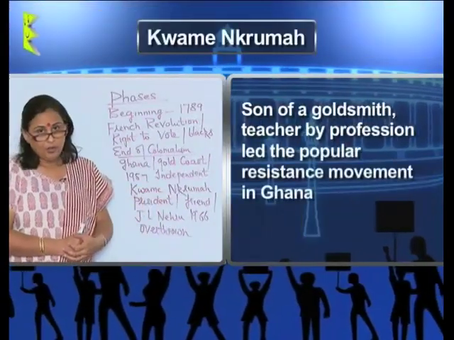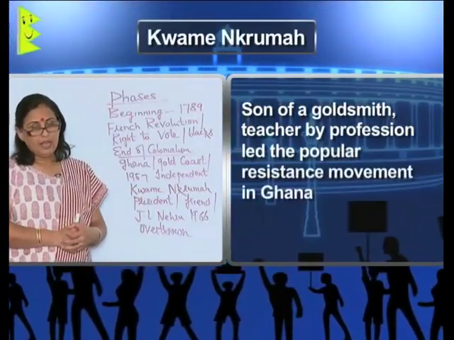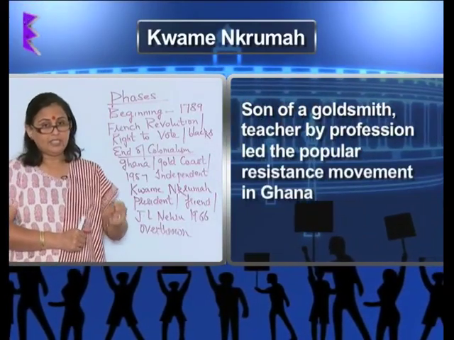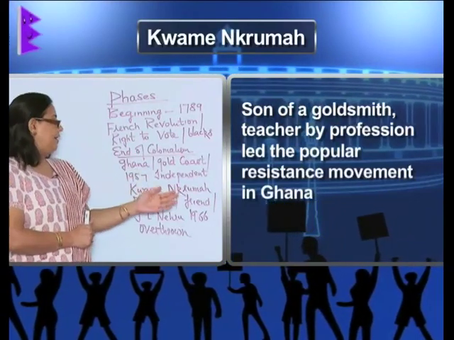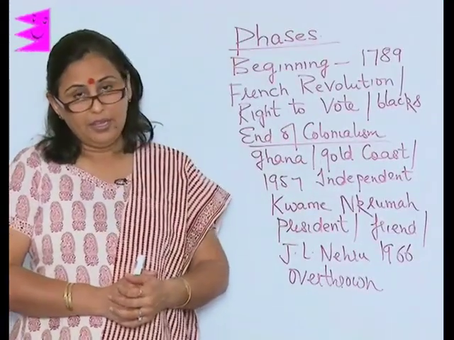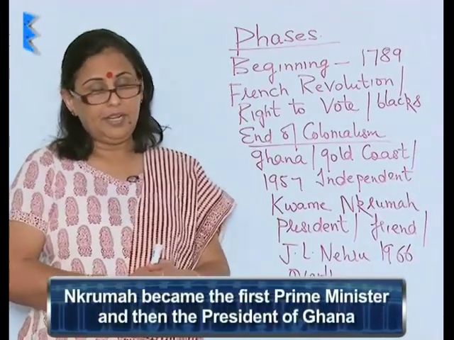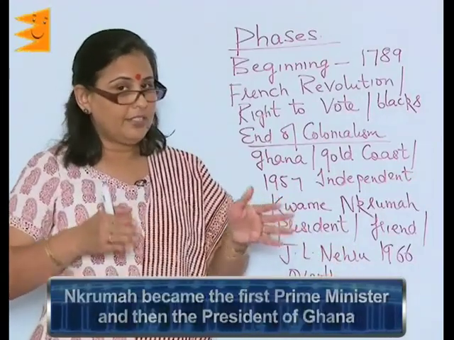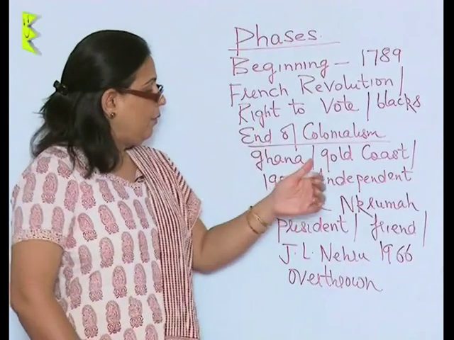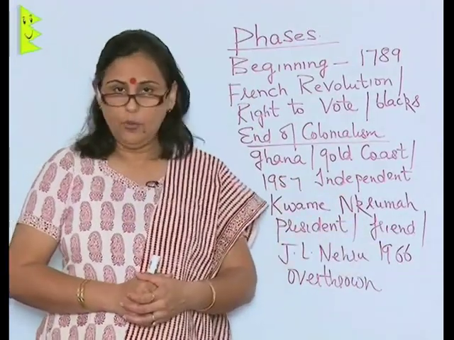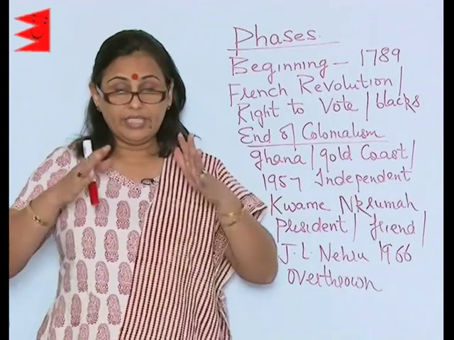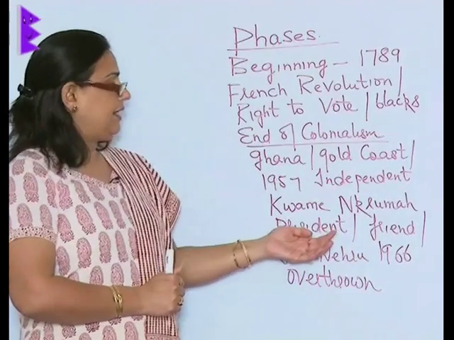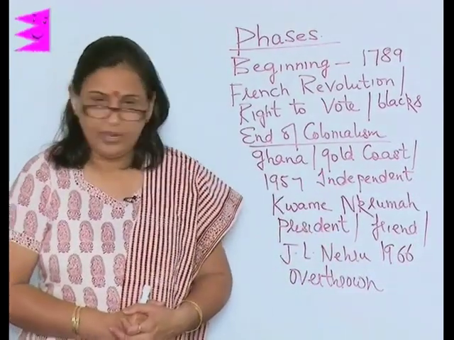Kwame Nkrumah, who was the son of a goldsmith and a teacher by profession, led the popular resistance movement in Ghana. First of all, he became the Prime Minister of the country, and later on he became the President and slowly turned into a dictator. He was a great friend of Jawaharlal Nehru, but unlike Nehru, who established a true democracy in India, he elected himself as a lifetime president.